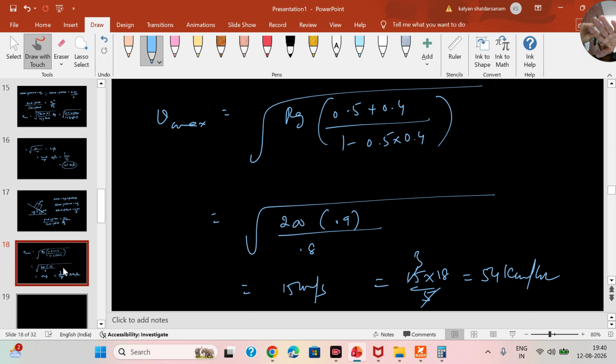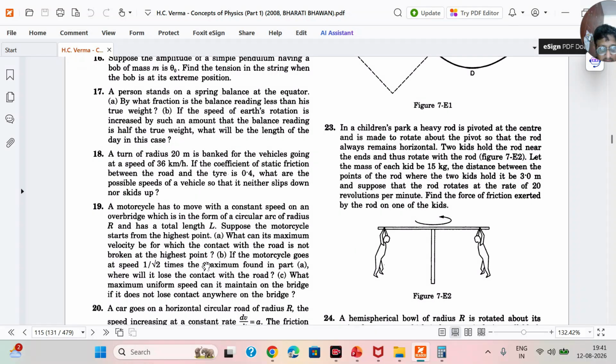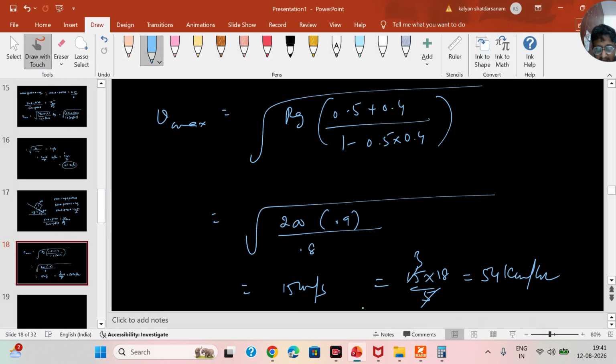Something like this. This is the vehicle which is going on the road. I don't know whether you can see, or maybe I should put it like this. Yeah, so it shouldn't slide down while going, and it should not skid up both ways. Anyway, that is the H.C. Verma problem.